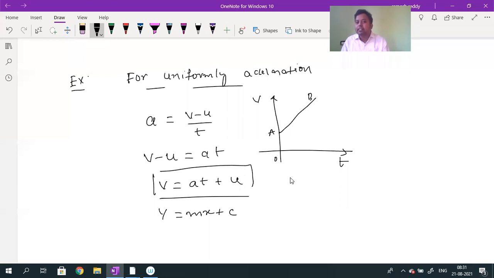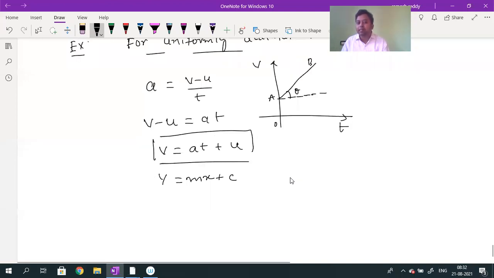how can I calculate the slope of the straight line? To calculate the slope of any straight line, take the tan of the angle made by the straight line with the horizontal. You should draw one horizontal. We need to calculate the angle made by the straight line with the horizontal. When I compare both the equations, what will the slope give you? Acceleration. If I want to calculate the slope, slope is equal to m.